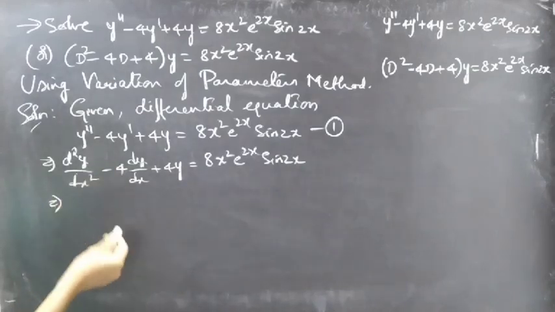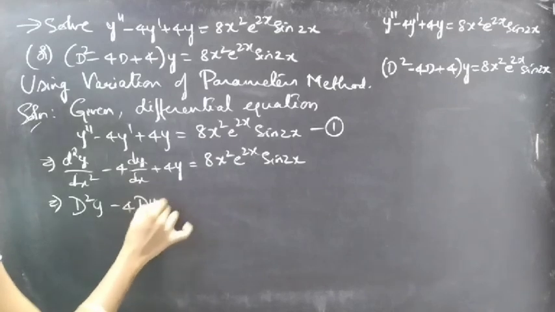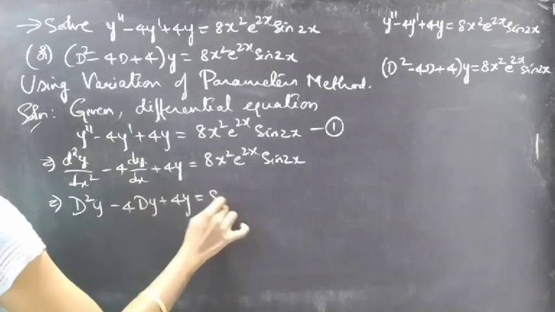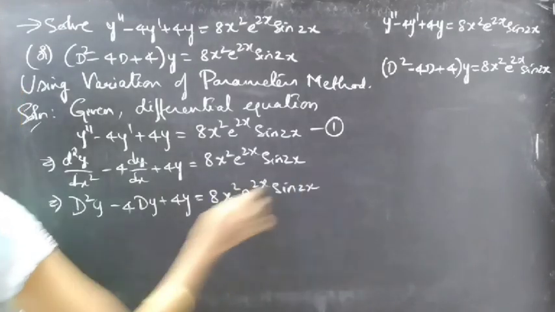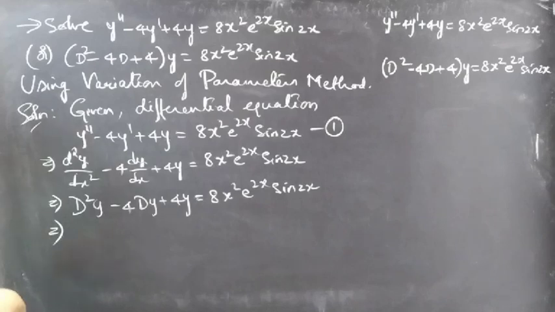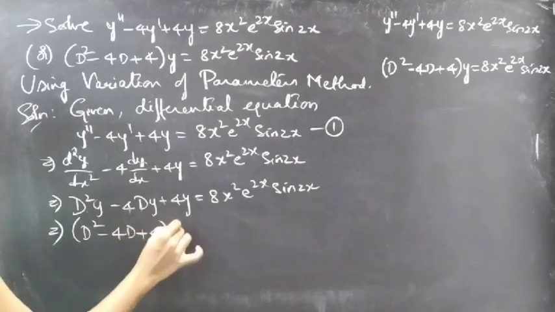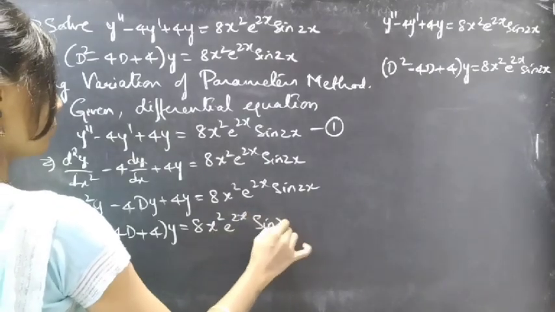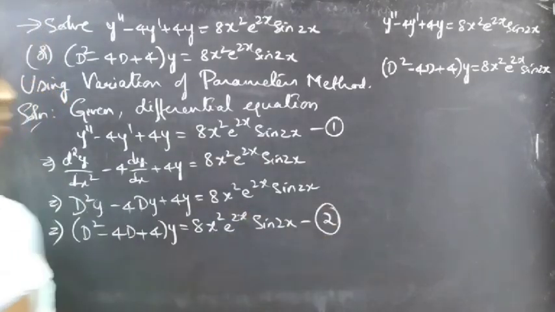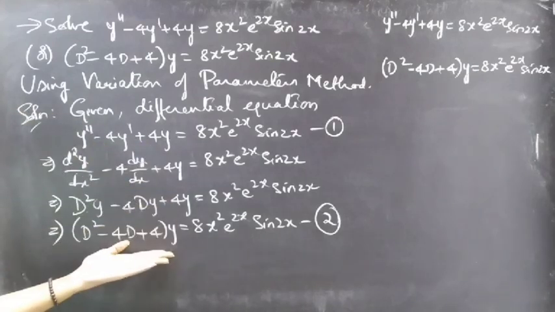Now we'll write d²y/dx² as capital D² y, minus 4 into dy/dx as capital D y, plus 4y equal to 8x² e^(2x) sin 2x, where D is a differential operator. Now take y common from all three terms of the LHS, and we get (D² - 4D + 4) y = 8x² e^(2x) sin 2x. Consider this as equation number 2, which is the operator form. Equation 1 in operator form is our equation 2.